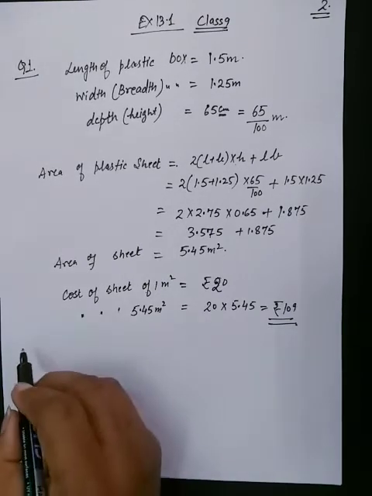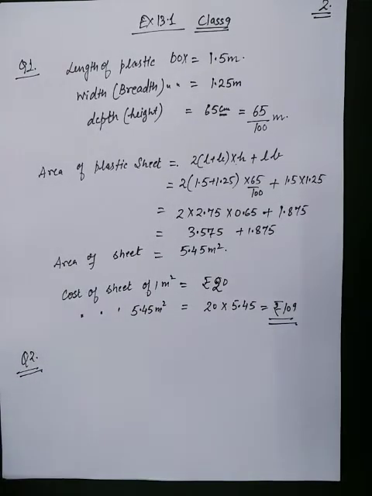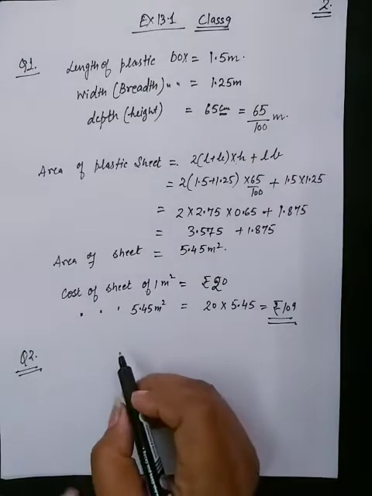Next is question number 2. The length, breadth and height of a room are 5 meter, 4 meter, 3 meter respectively. Find the cost of whitewashing the walls of the rooms and the ceiling at the rate of 7.50 per meter square. Again, length, breadth and height of room are given and we will have to whitewash it. Meaning we have to whitewash 5 faces, 4 walls and 1 ceiling. So question number 2 is again same as question number 1.